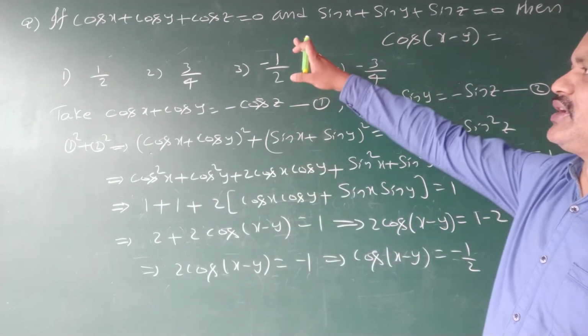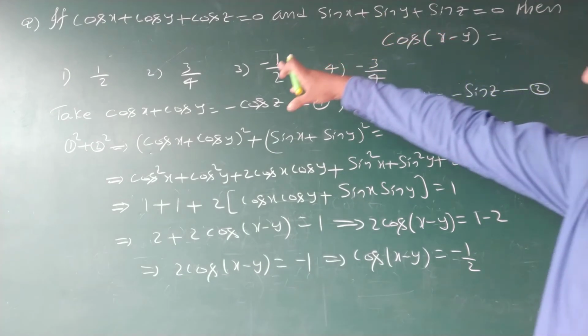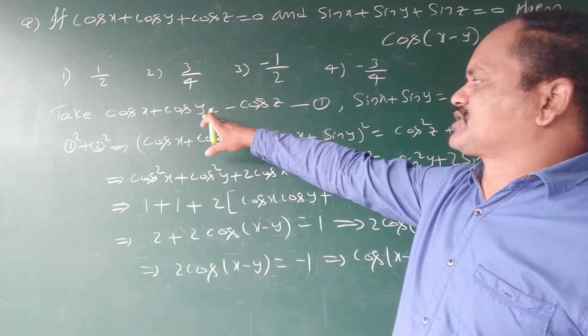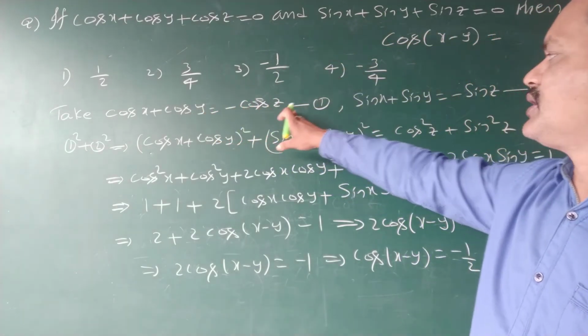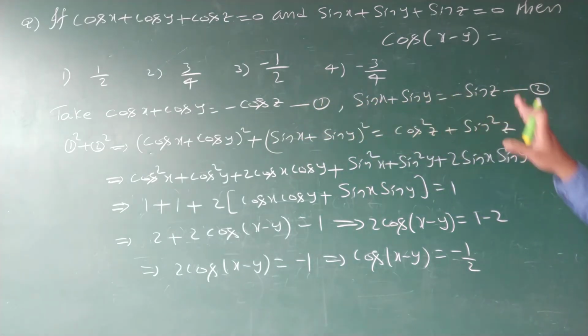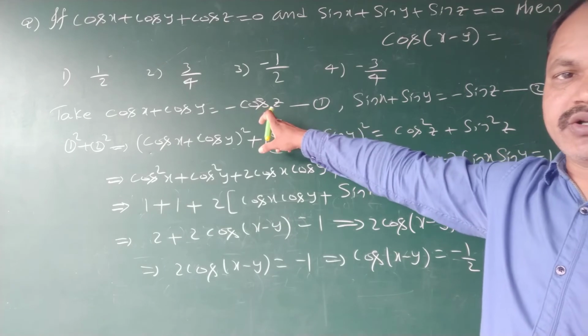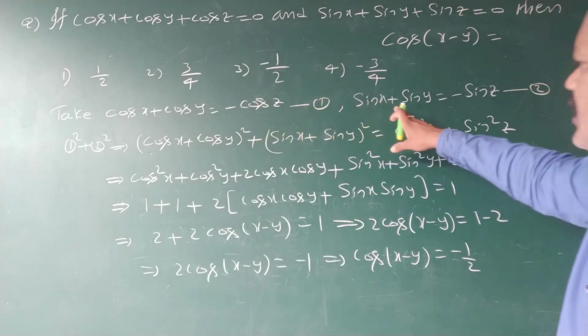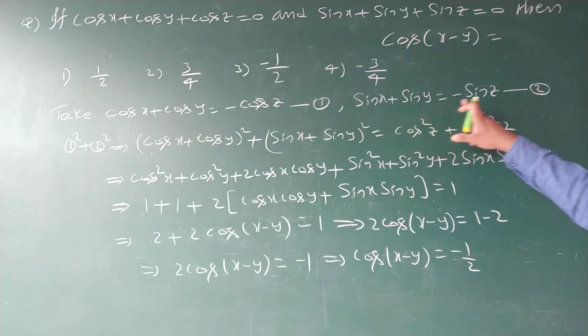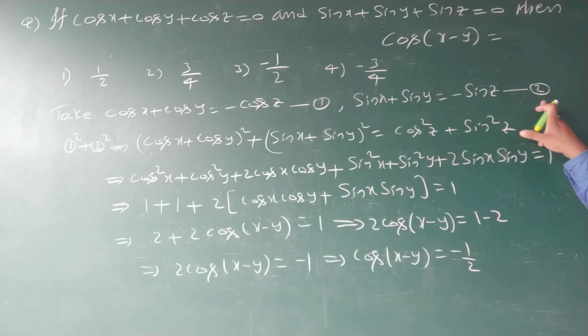Now take the given conditions: cos x plus cos y is equal to minus cos z, and sin x plus sin y is equal to minus sin z. So this, cos x plus cos y is equal to minus cos z, is taken as 1, and sin x plus sin y is equal to minus sin z is taken as 2.